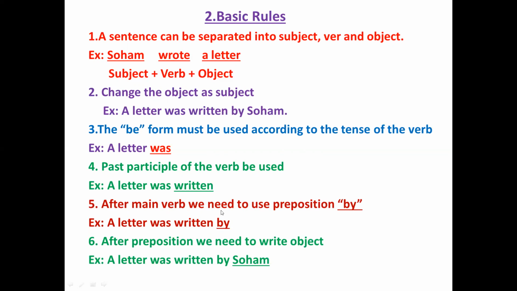Fifth rule is after the main verb, we need to use a preposition. So a letter was written, and after that we have to use the preposition by. Last rule is after the preposition, we need to write the object. So a letter was written by Soham. In the beginning we see Soham wrote a letter, so Soham is a subject. But in the passive voice sentence, Soham becomes an object. So these are the basic rules that we have to understand.